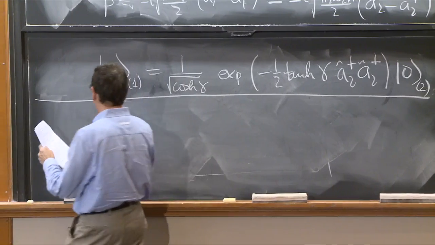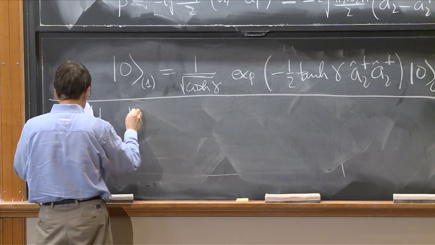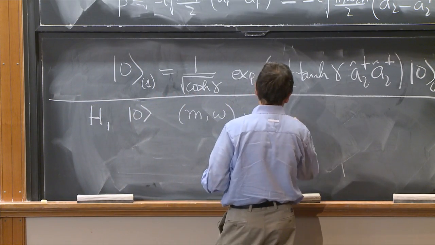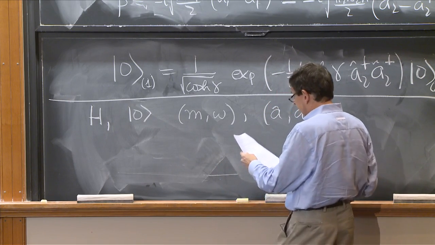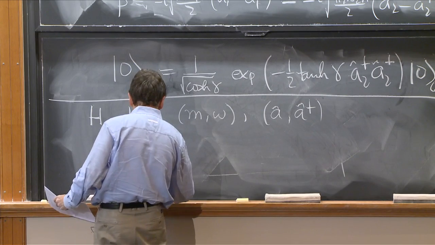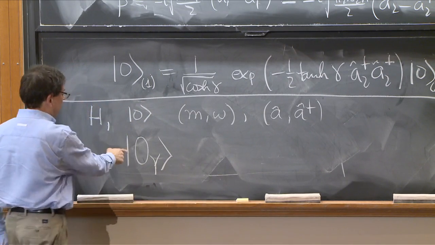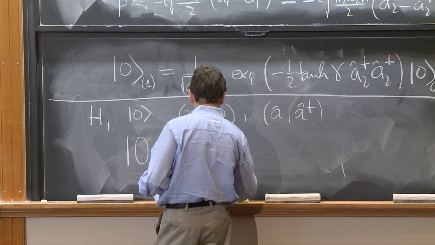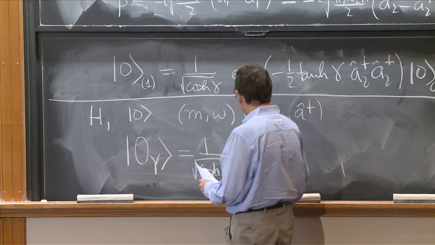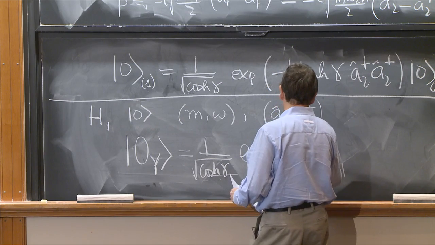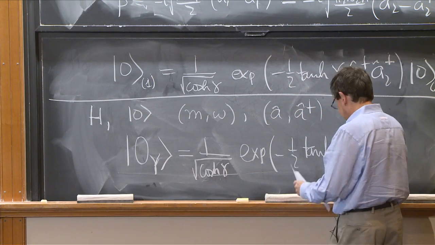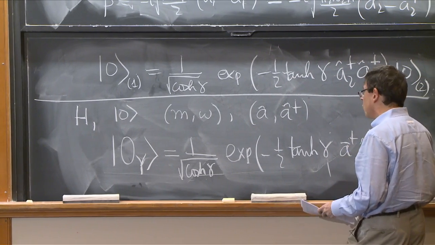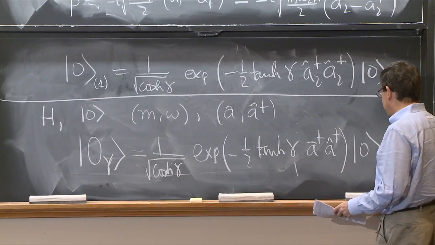So if we forget about this system 1, let me write these things from the beginning and say like this. We have a Hamiltonian. We have a ground state. We have m and omega. And we have A and A dagger. Let's just define what we call the squeezed vacuum sub gamma, to be precisely this thing, 1 over square root of cos gamma, exponential of minus 1/2 tanh gamma, A dagger, not 2 anymore, because we have just a single system.